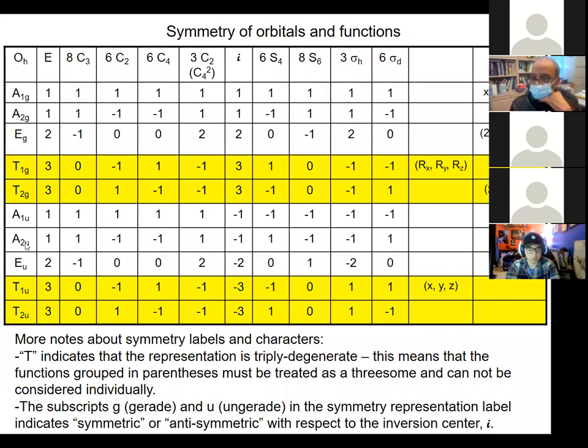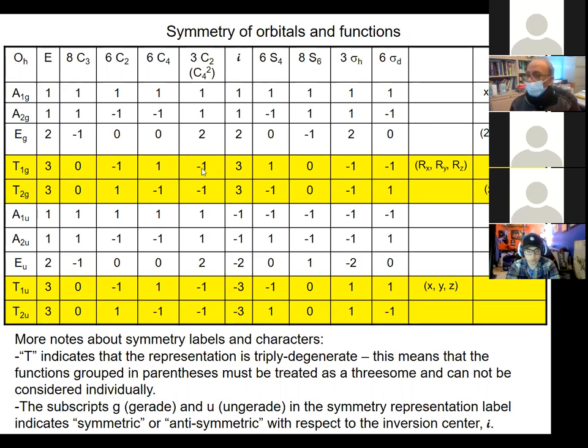Gerade, Ungerade. Now if you look at Gerade and Ungerade, that is with respect to the point of inversion. Pay attention to T1G and T1U. For T1G, the I value is +3. For T1U, the I value is -3. So that's symmetric with respect to the point of inversion, and anti-symmetric with respect to the point of inversion. So you have 2 choices, Gerade and Ungerade.